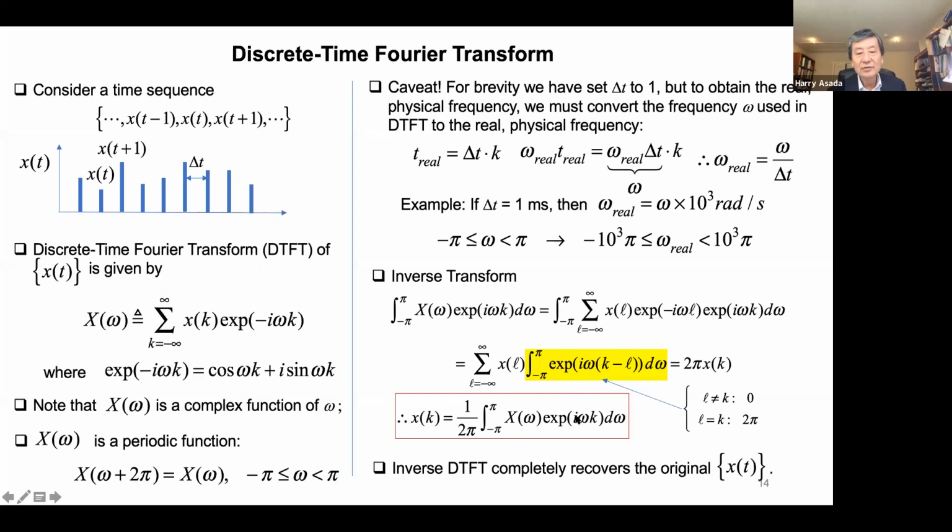This is the inverse discrete time Fourier transform. It completely recovers the original signals.